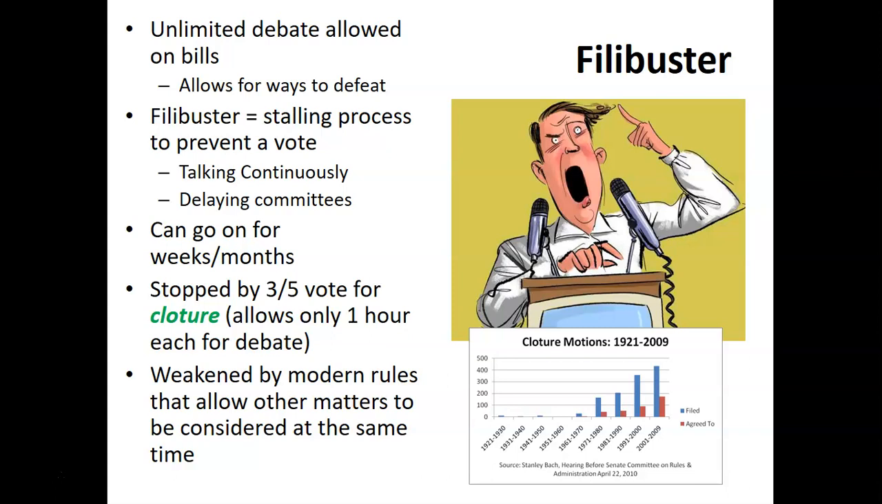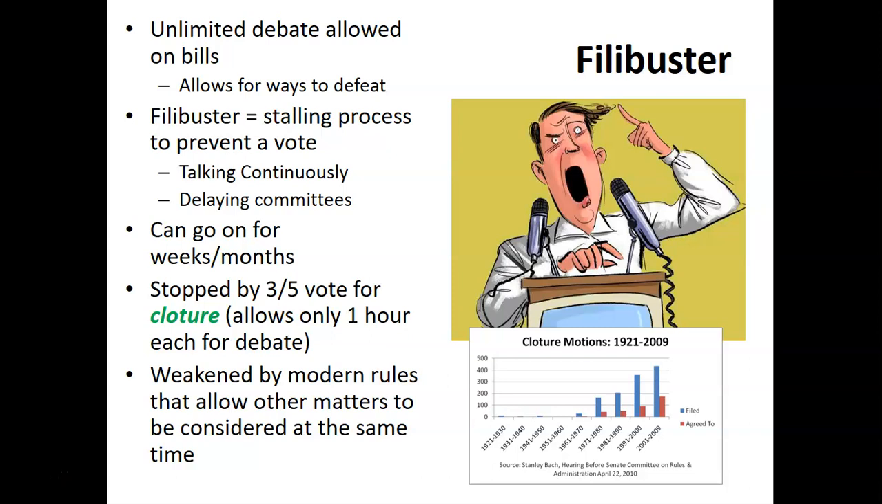And what this does is it not only delays the votes, but it can also delay committees and delay actions in lower parts before they actually even get to the vote itself. And filibusters can go on for days, weeks, or even months in some cases. Now, obviously, it wouldn't be the same person talking each time. It might pass from one member of that party to the next, but they can do this.